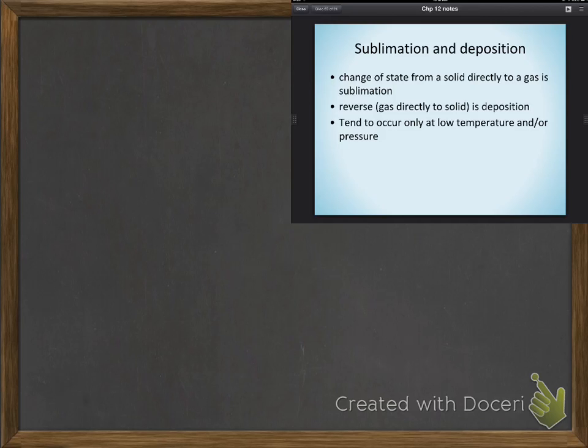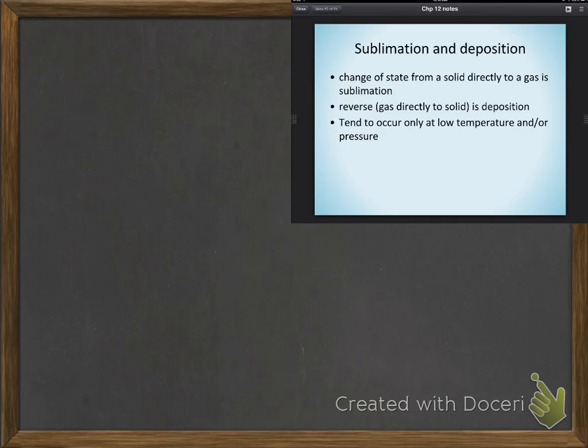Deposition is exactly the opposite. That's where a vapor goes directly to a solid. Can you think of an example of deposition that you see very often in the morning? Frost. Yeah, frost is deposition. You've got water vapor in the air that goes directly to a solid ice crystal on substances. It doesn't turn into a liquid first. It doesn't condense and freeze. It just deposits.